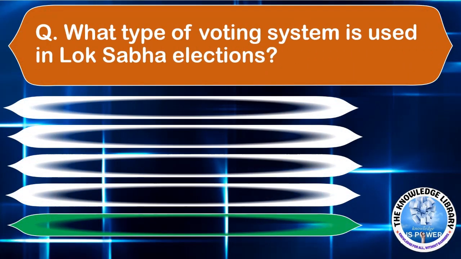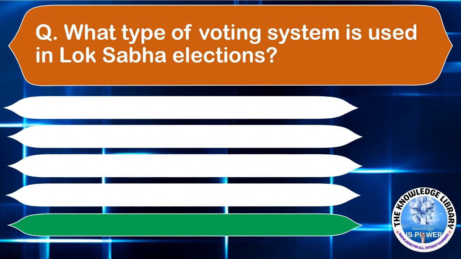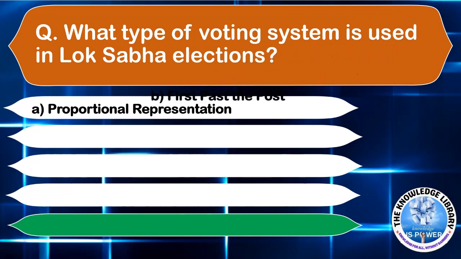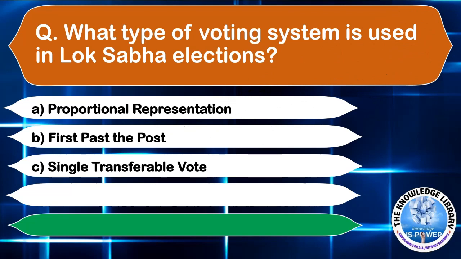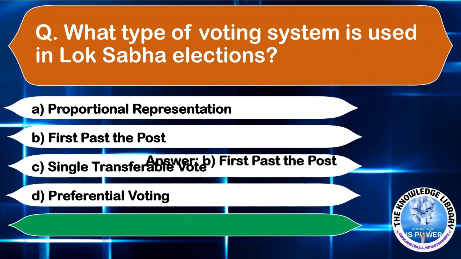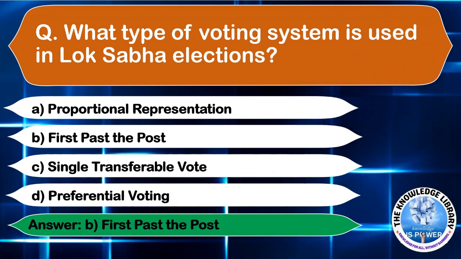What type of voting system is used in Lok Sabha election? Option A, proportional representation. Option B, first past the post. Option C, single transferable vote. Or option D, preferential voting. The correct answer is option B, first past the post. Moving to the next question.